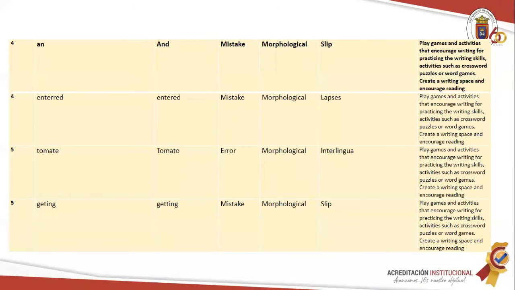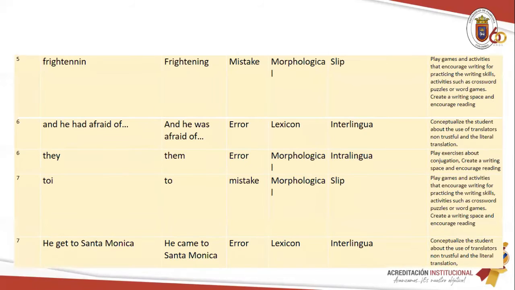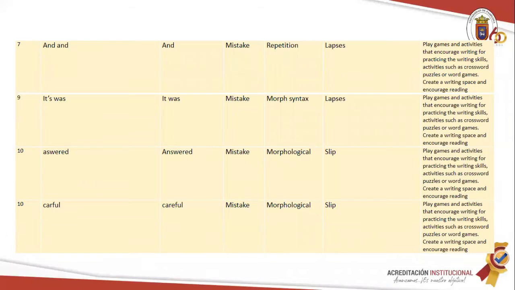Here we have in and, entered, where else? Here, frightening, toy, too, and this specifically is repetition because maybe he just forgot or he was typing fast, so he typed it twice.